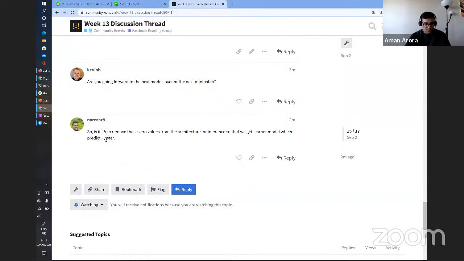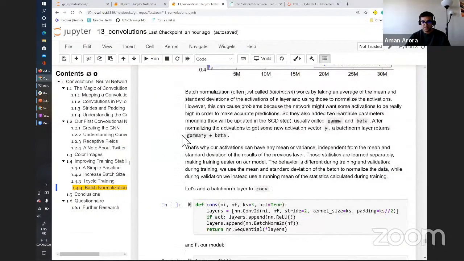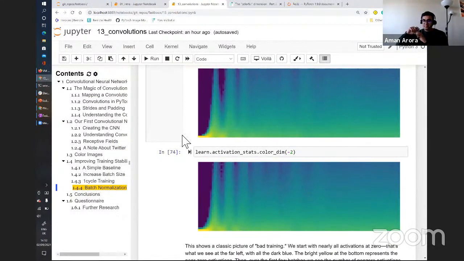So is it okay to remove those 0 values from the architecture for inference so that we learn a model which predicts faster? Oh, sorry, I guess that's confusing. We're not trying to remove any 0 values. What that chart at the top was showing is, as your image or the activations go through your network, from the first layer to the second layer to the third layer to the fourth layer, most of those activation values become 0. So it's called zero propagation or something like that.